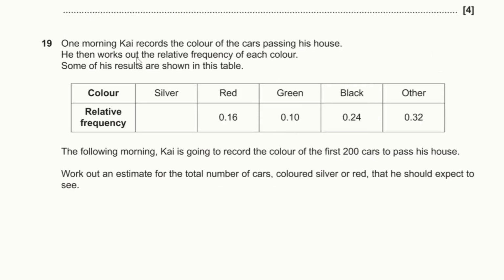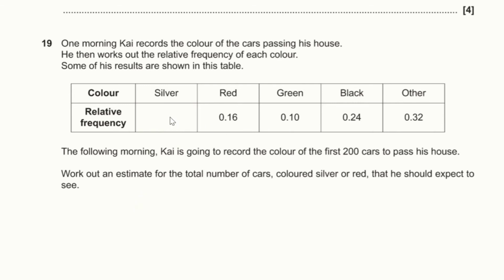Question number 19. One morning, Kai records the colour of the cars passing his house. He then works out the relative frequency of each colour. Some of his results are shown in this table. The following morning, Kai is going to record the colour of the first 200 cars to pass his house. We have to work out an estimate for the total number of cars, coloured silver or red, that he should expect to see.